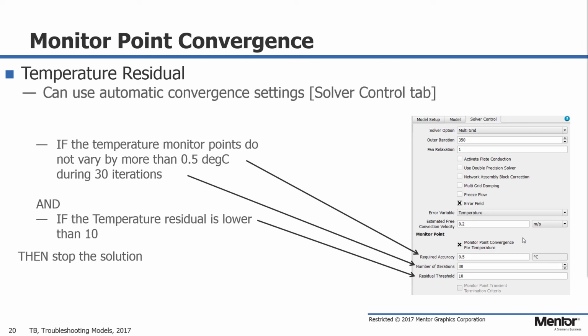We have three inputs for the monitor point convergence. So for example, if the temperature monitor point does not vary more than 0.5 degrees Celsius over a period of 30 iterations, and the termination residual is below 10, the solution will stop. This is a good way to stop the solution where you have a small residual error and deem the solution acceptable.